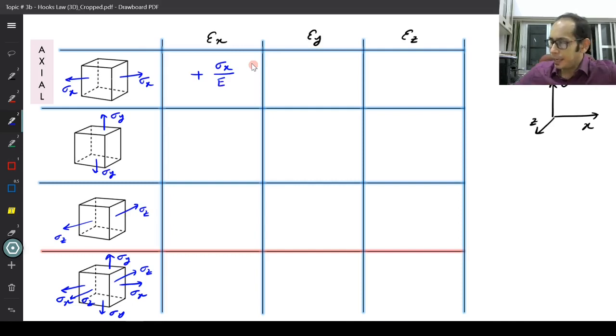right? Let me come to this block over here. Due to sigma y, my epsilon y is going to be positive of sigma y by E, right? Similarly, if I come to this block over here, epsilon z is going to be positive of sigma z divided by E, right? Now, the question is how do I fill in the other blocks which are there?